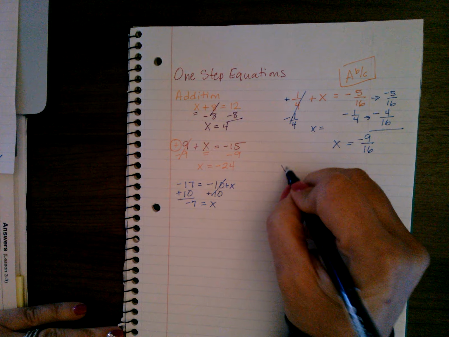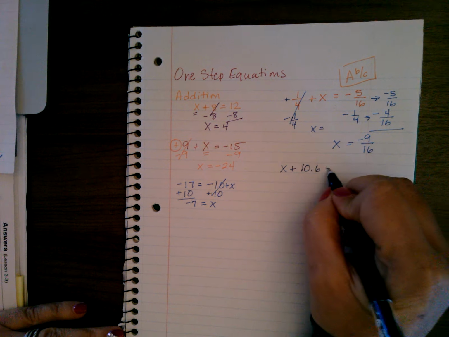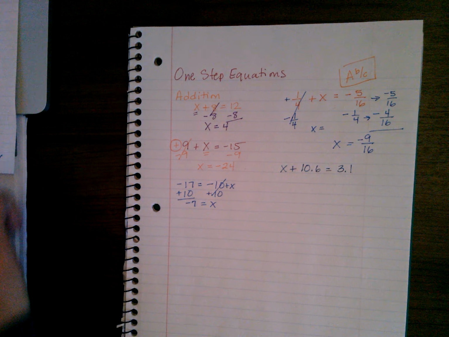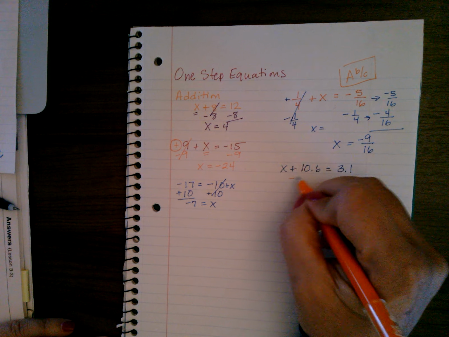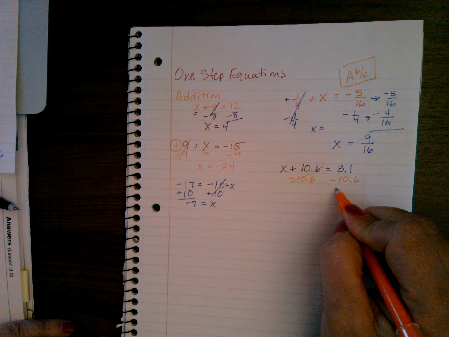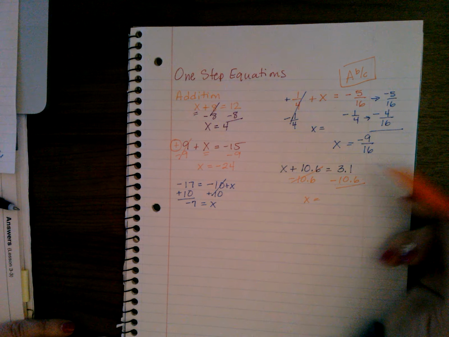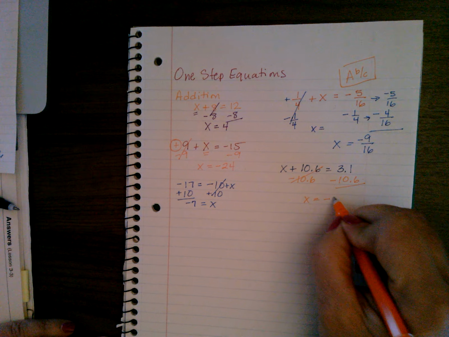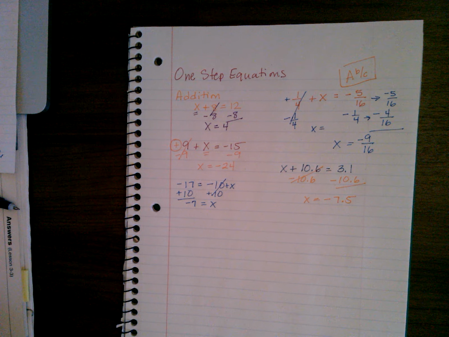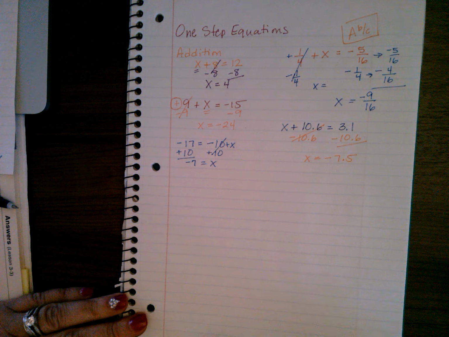We're also going to do decimals. x plus 10.6 equals 3.1. Again, this being an addition problem, to isolate the variable, I would subtract. What I usually do mentally is I'm really thinking this minus this, and I would take the sign of the larger number to get negative 7.5. Those are the types of problems you'll see on today's homework in Schoology.